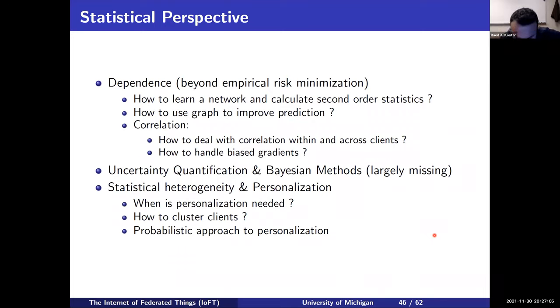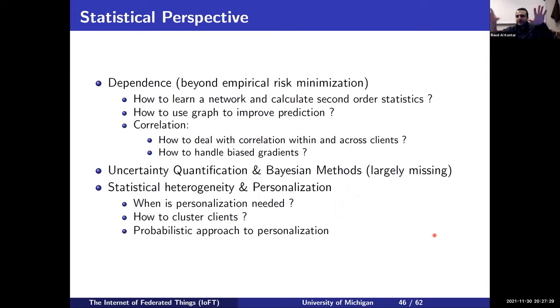And indeed, learning a network or learning a graphical model requires second order statistics. So it requires some pairwise interactions between clients. How to do so? And if I'm able to learn a graph in IoFT, how can I use this graph to improve my prediction, improve my control, improve my decision-making? Very interesting topic.